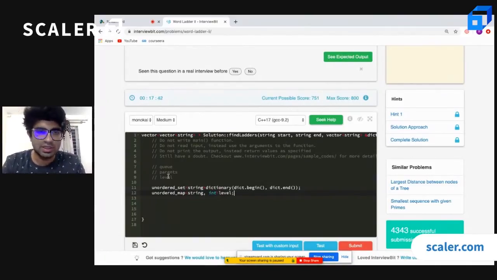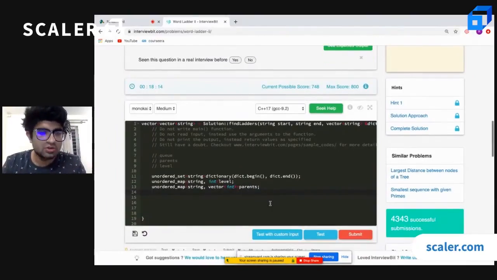Now, what else do I need? Apart from level, I need parents information as well, and I can use a hash map for this too. For the string, the other thing is I can take it as a vector, and that is basically storing the parents information. Fine, that is cool. So these are the things that I need.